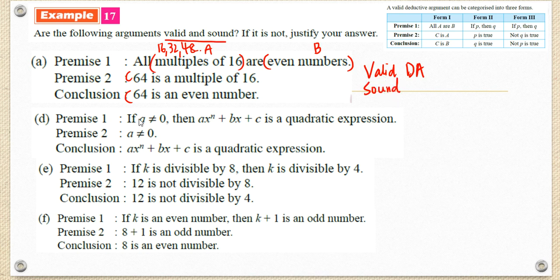Okay, we go to part D here. We have to analyze it. If, then: if this is your P, then this is your Q.